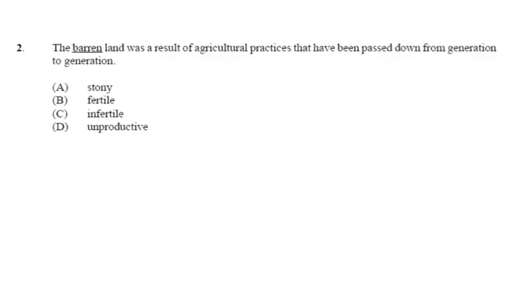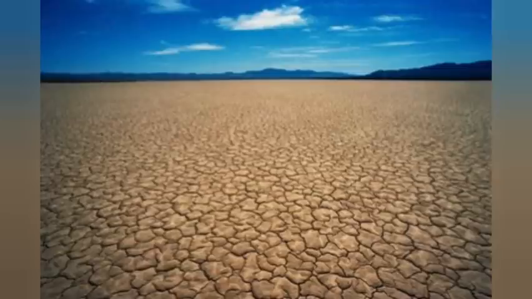Item 2. The barren land was as a result of agricultural practices that have been passed down from generation to generation. The answer options are A. Stony, B. Fertile, C. Infertile, and D. Unproductive. Imagine that you planted some crops on a piece of land looking like this, and you're just waiting for the crops to grow, and you wait, but they are still not growing, and you wonder, what is wrong with this piece of land? Everything I plant on this land does not grow.